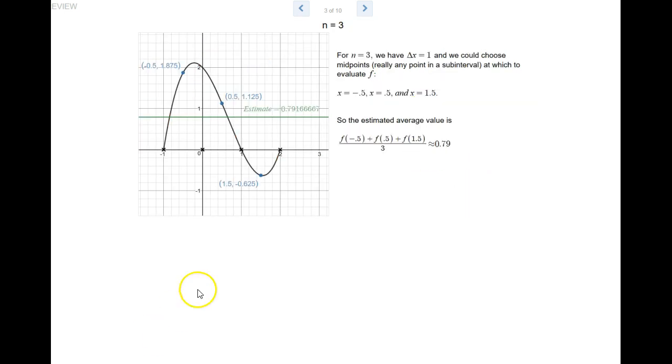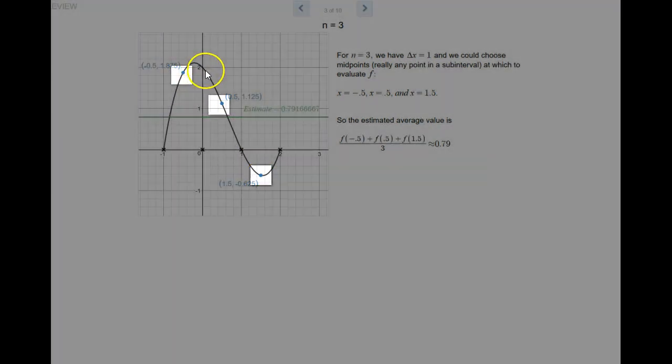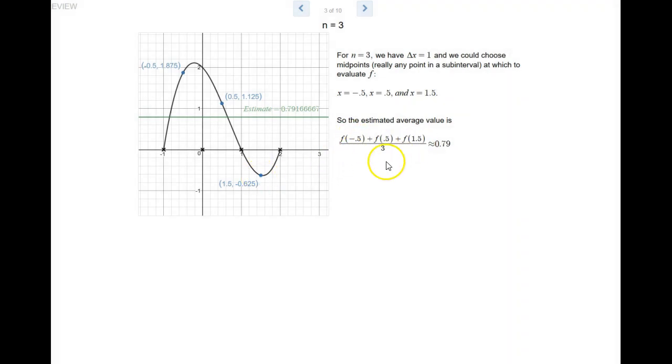So for example, suppose n is 3. So we're taking 3 points from this function and we're going to evaluate it at those 3 values and sum them. So for n is 3, we'll subdivide our interval into 3 subintervals, and you can take any point from each subinterval. So these crosses on the x-axis mark the subintervals. So I'm taking the midpoint of each subinterval. You can actually take any point from these subintervals. I'm going to evaluate the function at each of those x values, sum them, divide by 3. And so my estimate is 0.79.